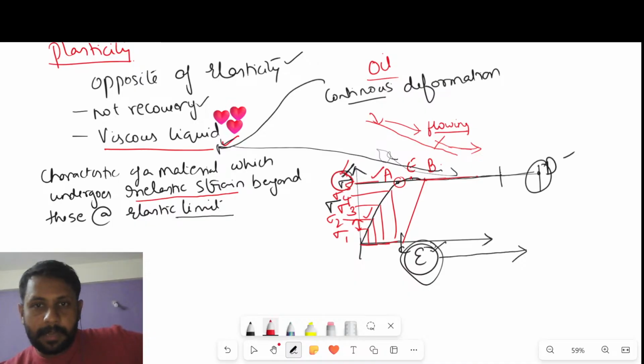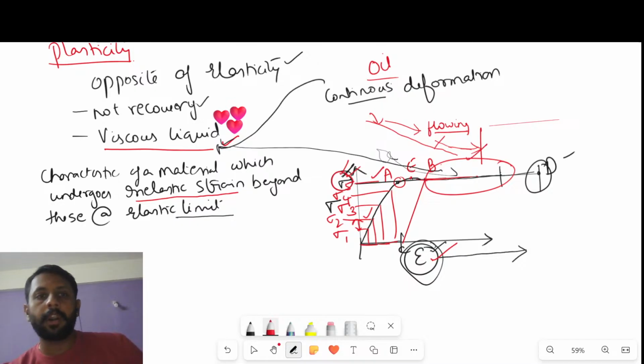Now after sigma 5, is there any increase in the graph? Is the graph going vertically or is the graph going horizontally? The graph is going horizontally. That means in this case the strain is increasing but the stress is not increasing. This zone is called the plastic zone. I hope all of you understood.